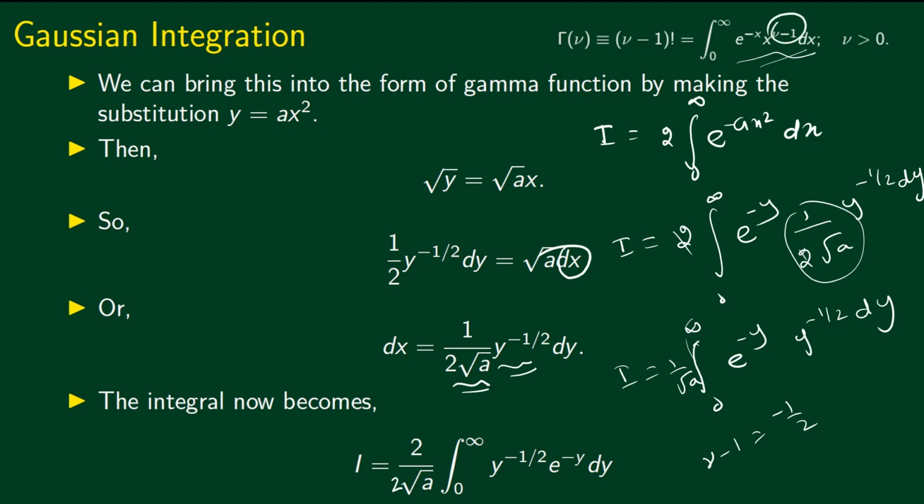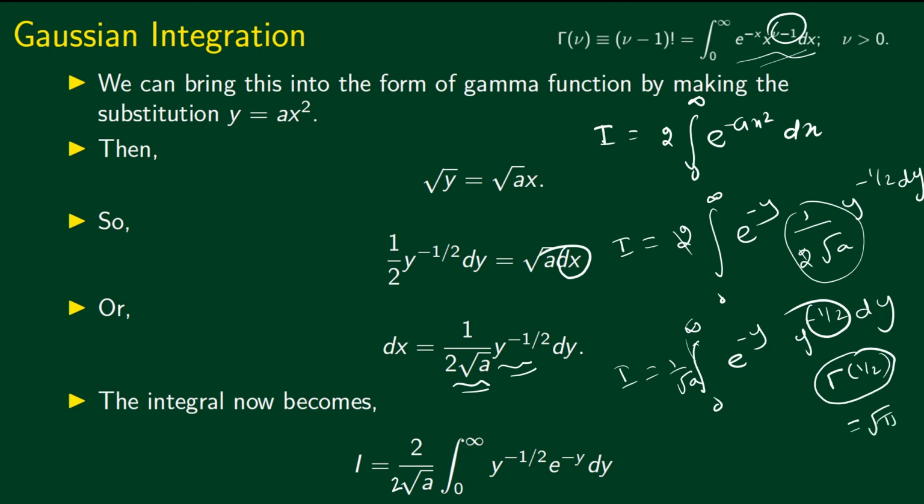Okay, here we have got a nu minus 1, and in that place we have got a minus half here. So nu is equal to 1 by 2. Okay, so the result of this integral is simply gamma of nu, which is gamma of 1 by 2. All right. And gamma of 1 by 2, if you refer back to your mathematical physics notes, you might have found that gamma of 1 by 2 is actually square root of pi.